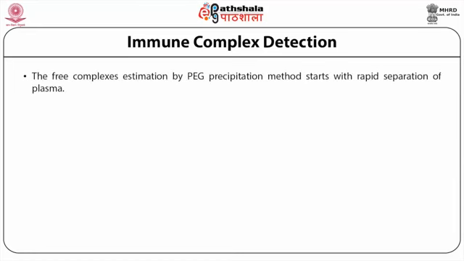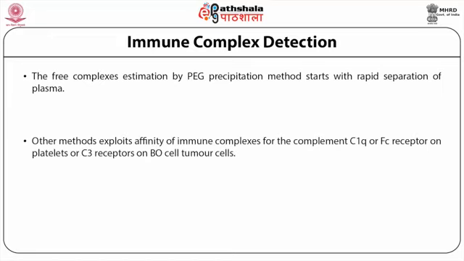The estimation of free complexes by the PEG precipitation method starts with rapid separation of plasma. Other methods exploit the affinity of immune complexes for the complement C1q, or Fc receptors on platelets, or C3 receptors on tumor cells. C1q, for example, can be bound to a polystyrene tube or microplate. The immune complexes, when added, bind to C1q via their array of Fc. RIA with labeled anti-Ig quantifies the immune complexes.